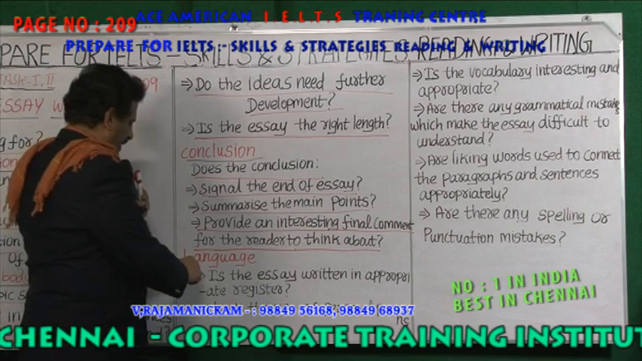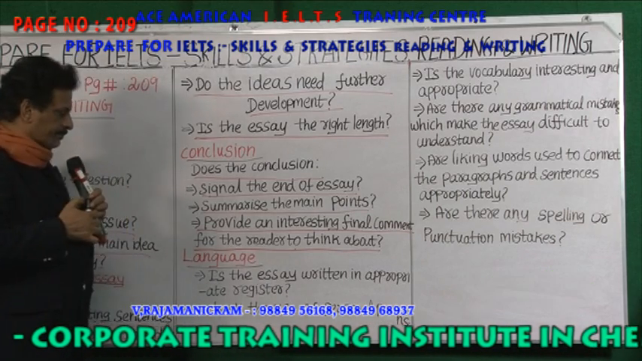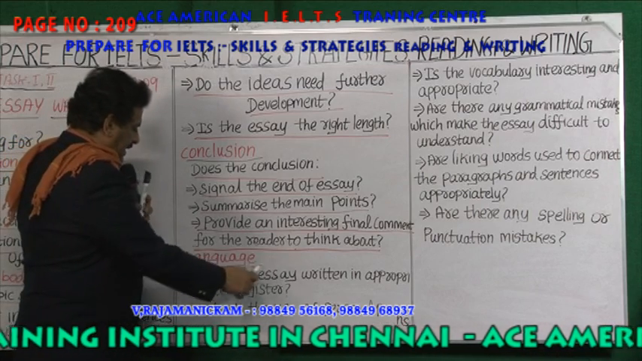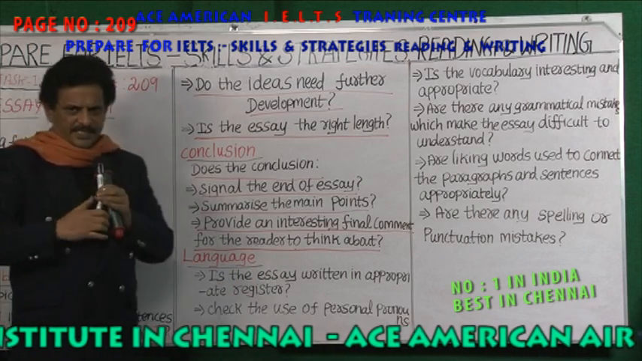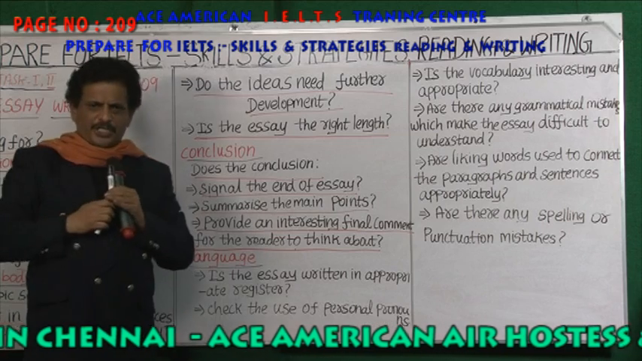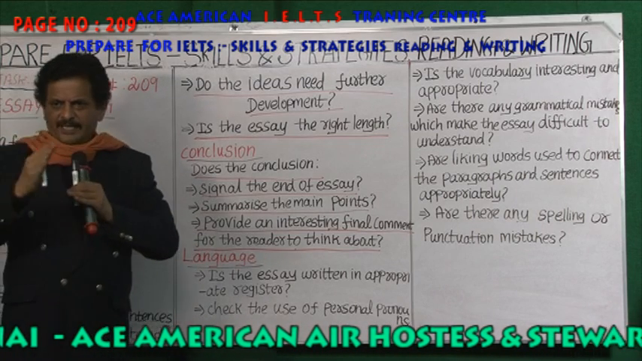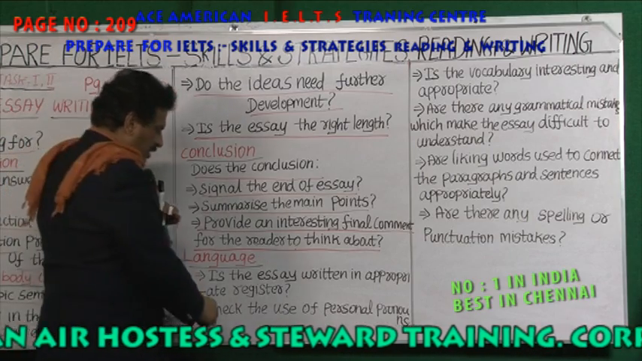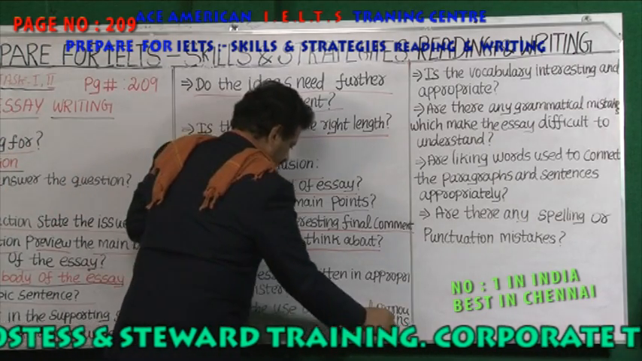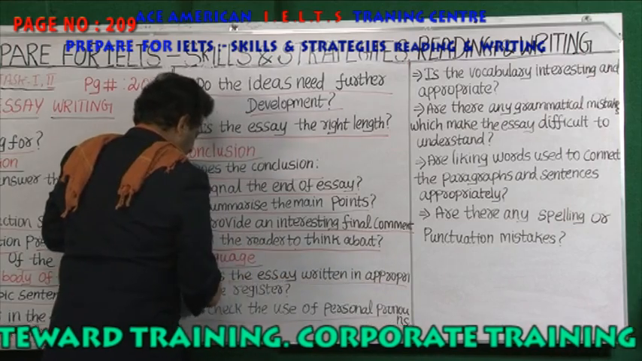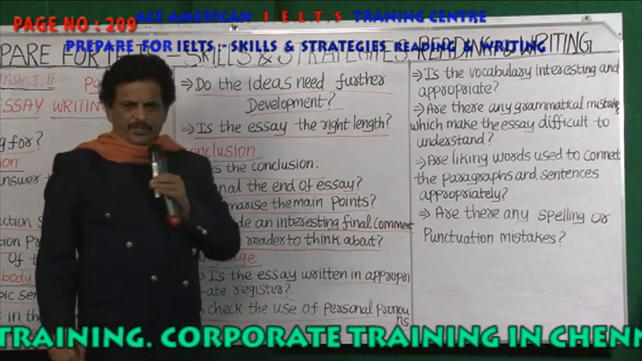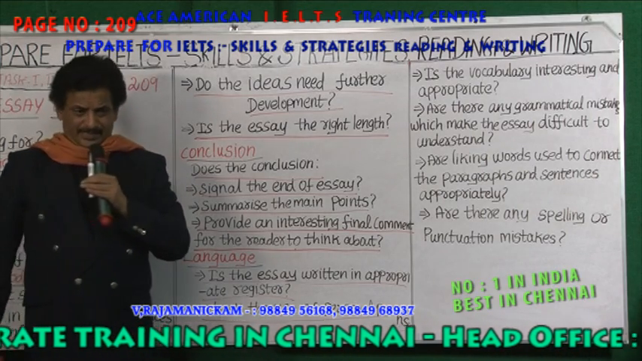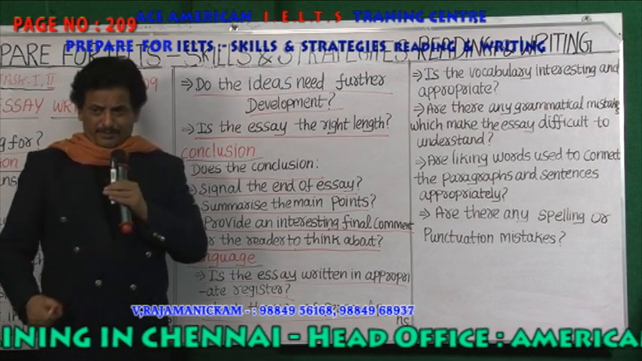Now we are coming here to the language. What is the language? Is the essay written in an appropriate register? Is it written properly in a register? Left and right margins, is it starting properly? Check the use of personal pronouns. Are you using the personal pronouns? What are the personal pronouns? I, we, you, he, she, it, they, my, our, their. These are called personal pronouns. Are you using the personal pronouns correctly?